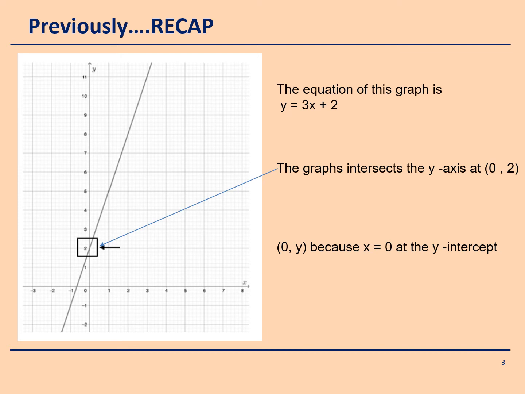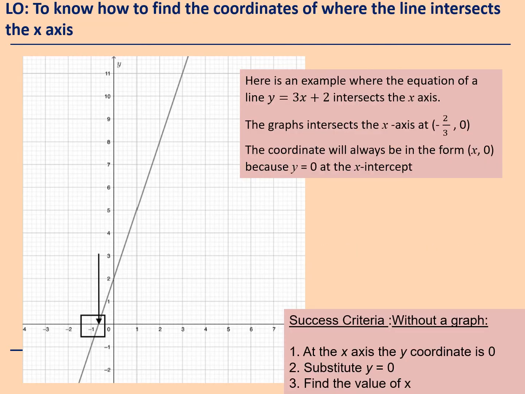Last lesson we looked at y equals 3x plus 2, and we were looking for where it intersects the y-axis. So x is 0, and we substituted x equals 0 into the equation to find the y-intercept. This lesson we're going to look at the x-intercept, and we need to substitute in y equals 0. So we're going to do the opposite. The lesson objective today is to know how to find the coordinates of where the line intersects the x-axis.